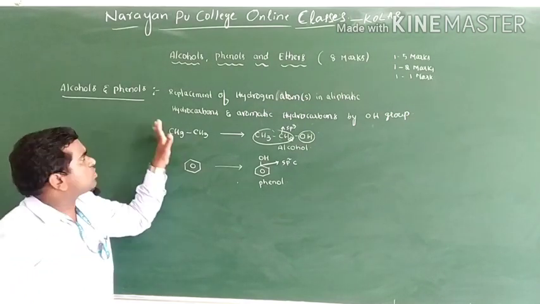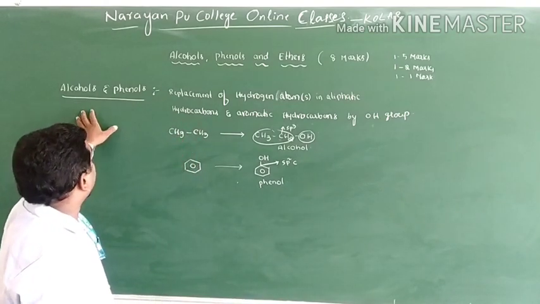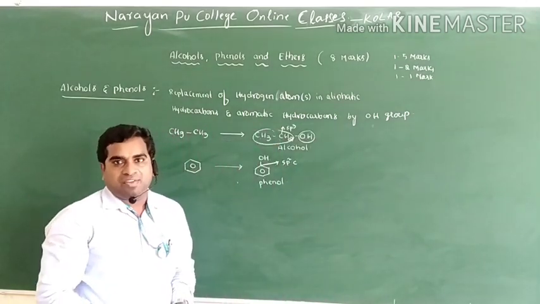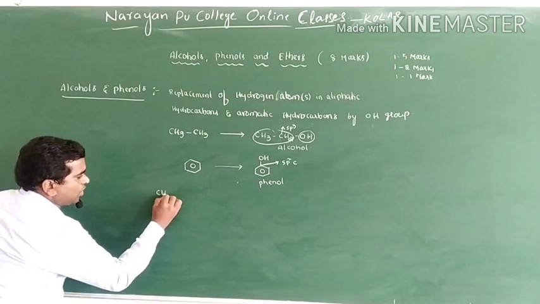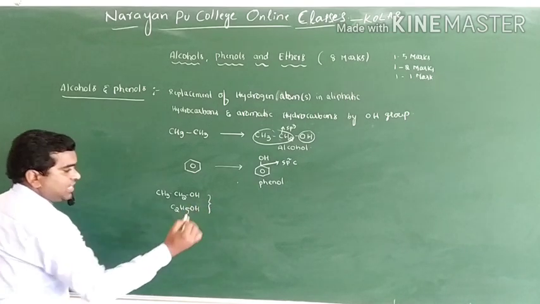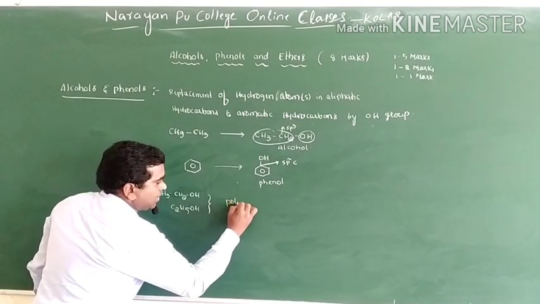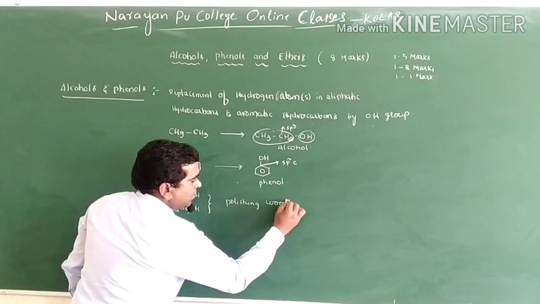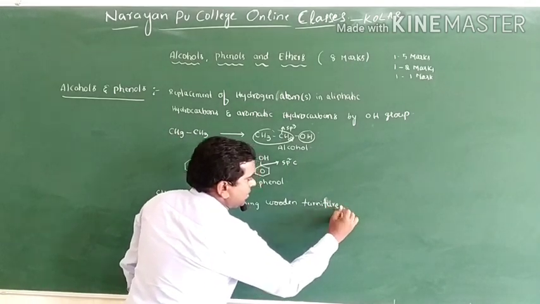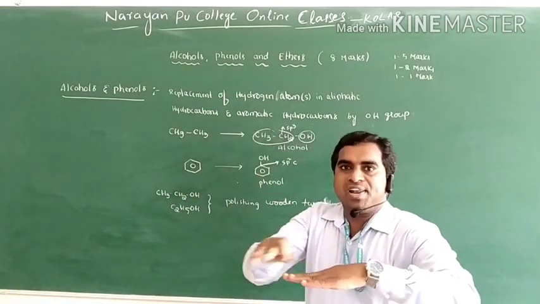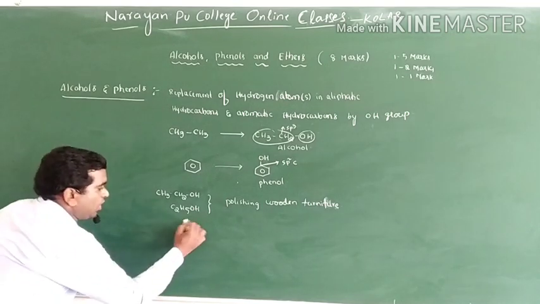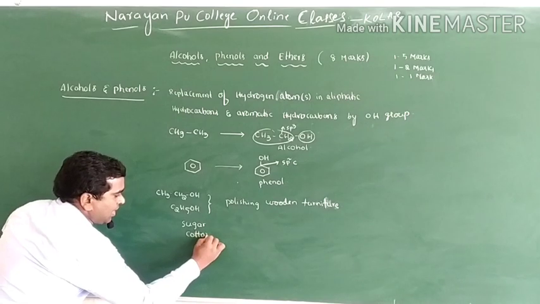Clear? Now, why do we have to study these compounds? Because these compounds, mainly alcohols and phenols, have wide applications in industry as well as in our day-to-day life. A simple example is ethanol, CH3CH2OH, or simply C2H5OH. Ethanol is used for polishing wooden furniture. To polish wooden furniture, mainly which compound do they use? Alcohol, mainly ethyl alcohol.